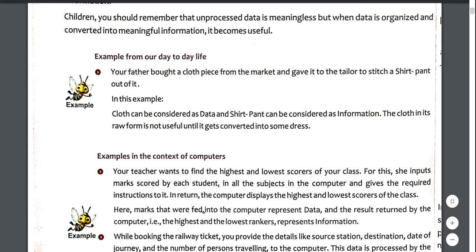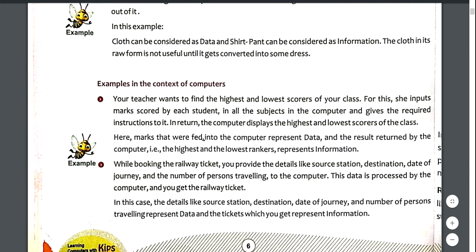The next example is in the context of computers. Your teacher wants to find the highest and the lowest score of your class. For this, she puts the marks scored by each student in all the subjects into the computer and gives the required instruction to it. In return, the computer displays the highest and the lowest score of the class. Here, the marks that were fed into the computer represent the data, and the result displayed by the computer, that is the highest and the lowest rank of the students in the class.